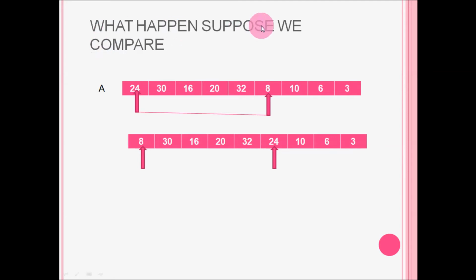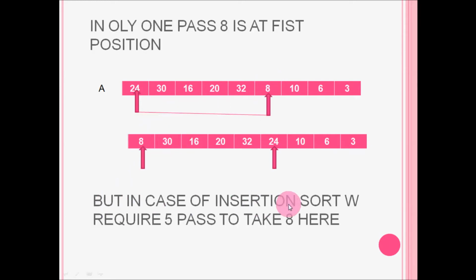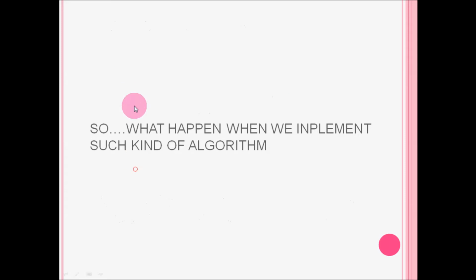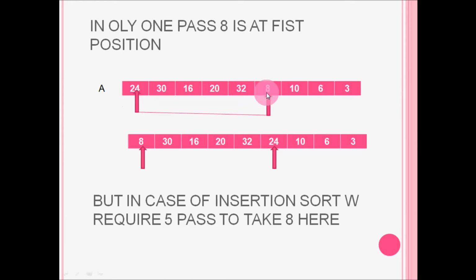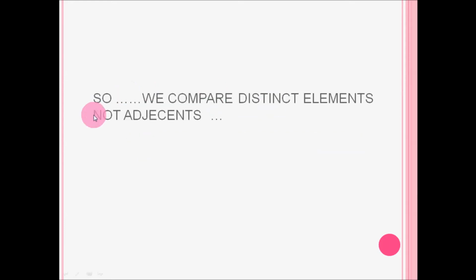So suppose we compare 24 with 8 and directly swap, so 8 goes here and 24 is here. It means in a single swap, 8 is directly here, meaning the smaller number goes directly here. But in the case of insertion sort, we require 5 passes to move this 8 here. So what happens when we implement this kind of distant swapping algorithm? We compare distant elements, not adjacent ones.